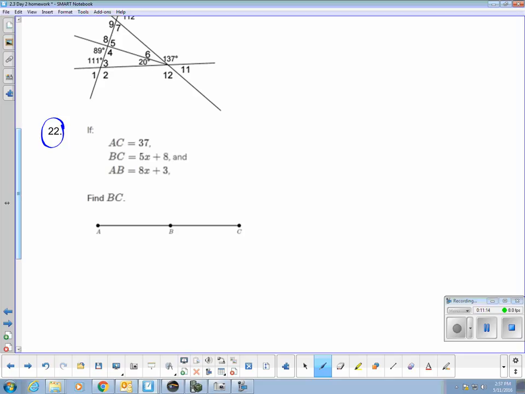In number 22, the distance from A to C is 37. The distance from B to C is 5x plus 8. Distance from A to B is 8x plus 3. In order to find BC, I first have to solve for x. So I'm going to write an equation that will help me to solve for x. That equation would be 8x plus 3 together with 5x plus 8 has to equal a total of 37.